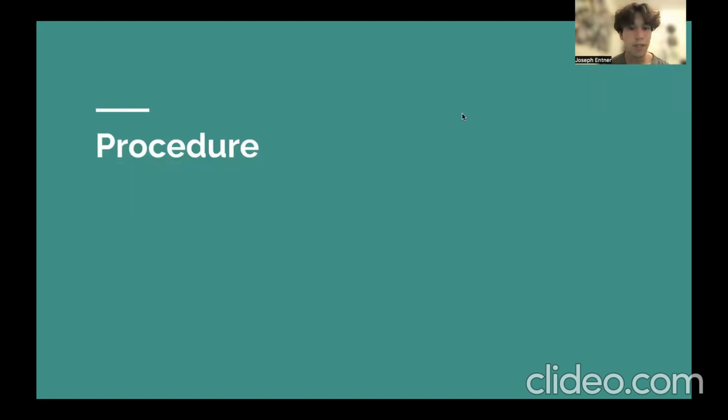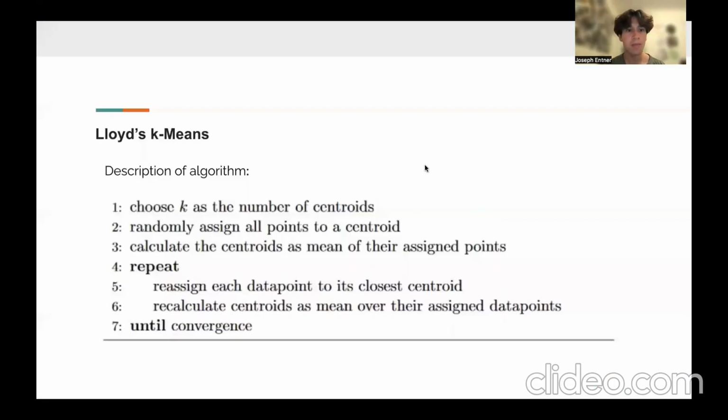So on to the procedure. Lloyd's algorithm is the standard k-means algorithm where data is separated into k distinct groups or clusters. The goal of the algorithm is to minimize the sum of squared distances between each data point and its assigned cluster centroid. Here we have pseudocode describing how the algorithm is implemented.